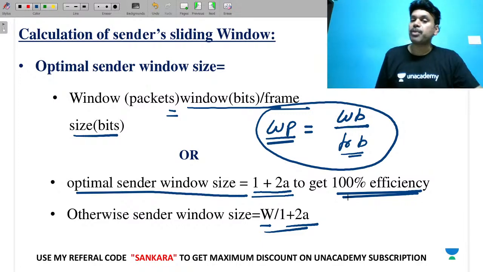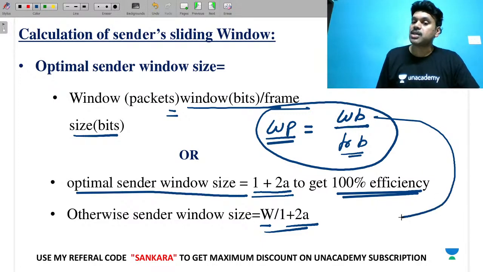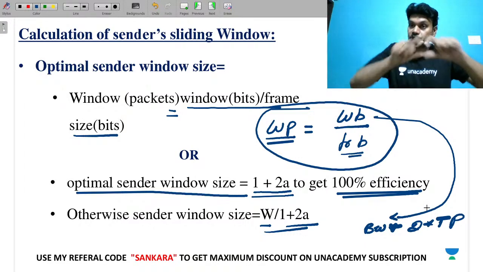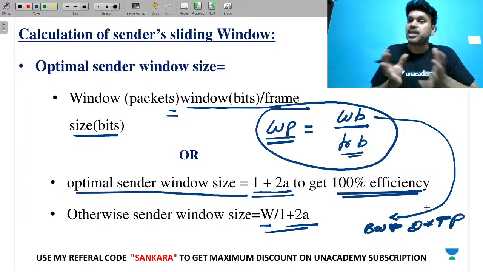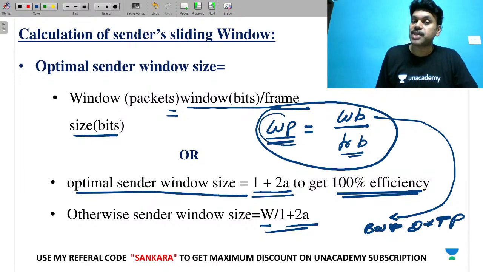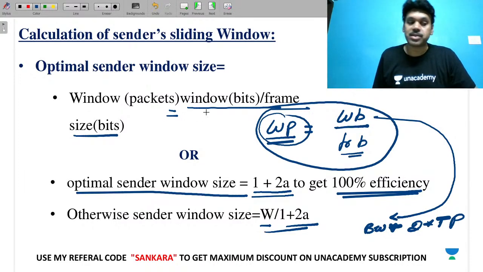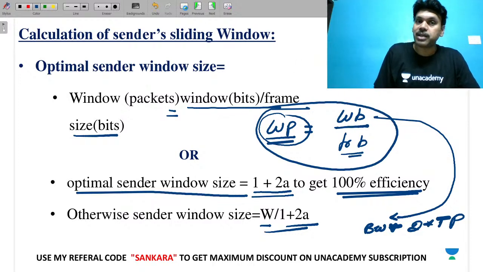What is the window of bits? You may get a doubt. Window of bits is nothing but the capacity of the channel. So bandwidth times 2 times TP is your window of bits. That much data I can send. I want to send this much data, therefore it is segregated in the form of packets. So I am going to explain one example.